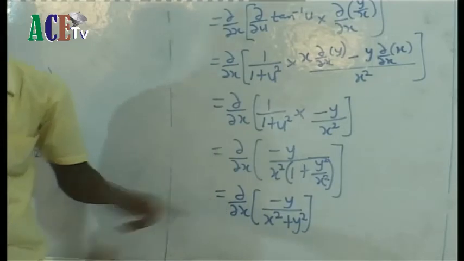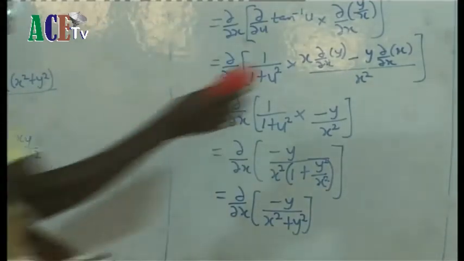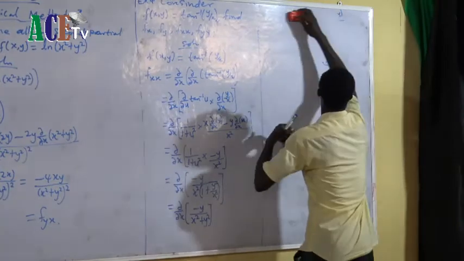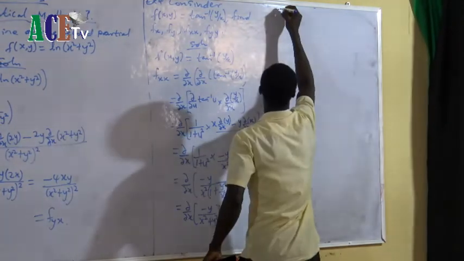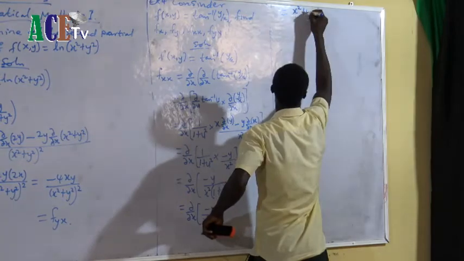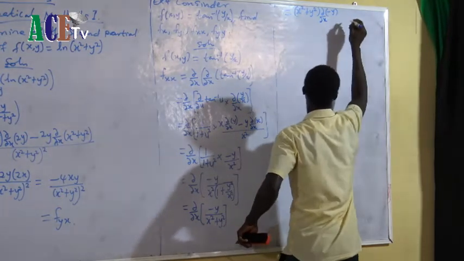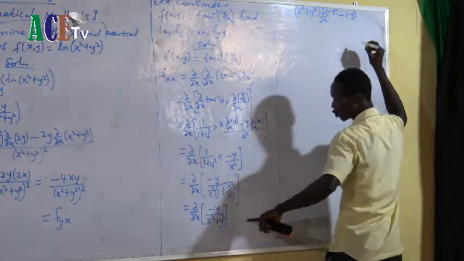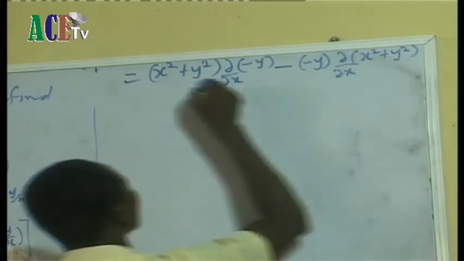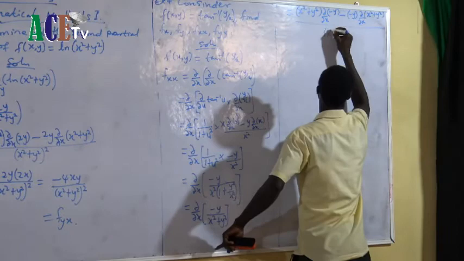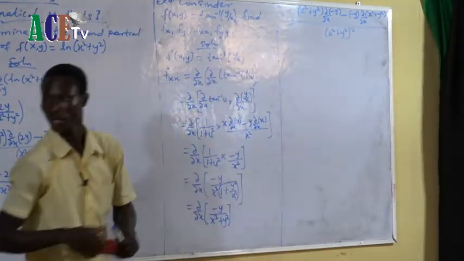Then I want to differentiate this one with respect to x. The same process for f of y, f of yx. Then I want to differentiate this one with respect to x. It will give me x squared plus y squared, d of minus y dx, minus minus y, d of x squared plus y squared dx, over x squared plus y squared, everything squared.